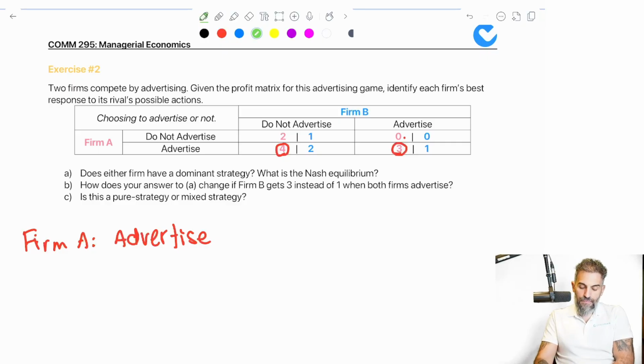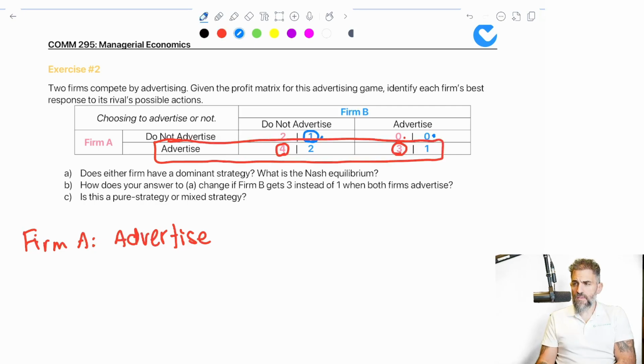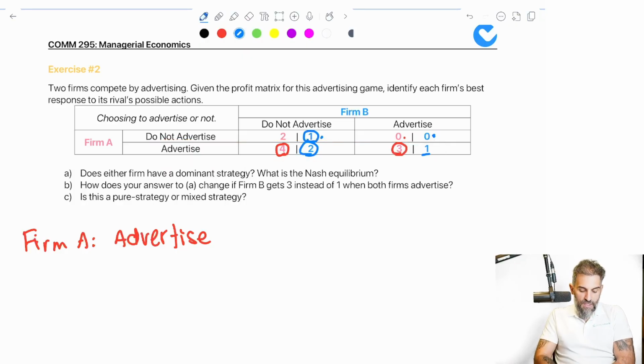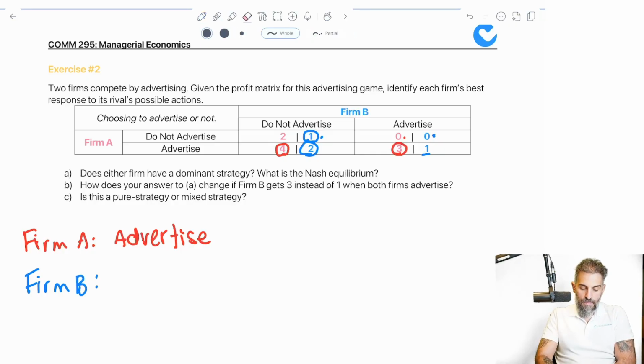What about firm B? So if firm A decides to not advertise, firm B is better off not advertising because 1 is better than 0, right? If they don't advertise, they get 1. If they do advertise, they make 0. If firm A does advertise, so I'm going to just kind of surround that, firm B is better off not advertising because 2 is better than 1. And so you see firm B in this case has a dominant strategy as well, but it's not the same one. So their dominant strategy is to not advertise.